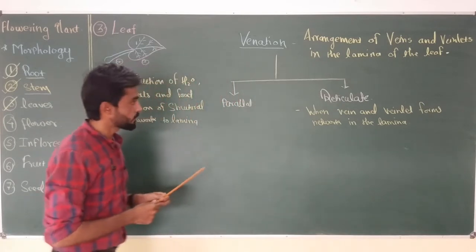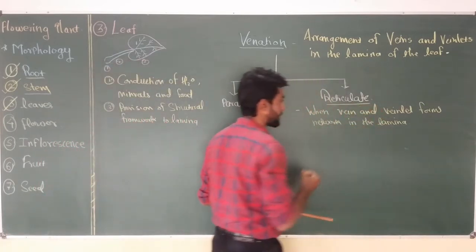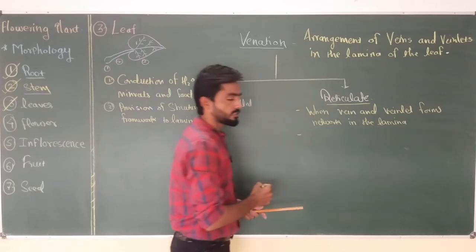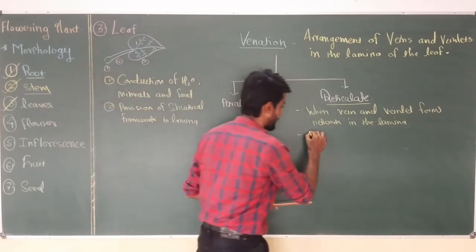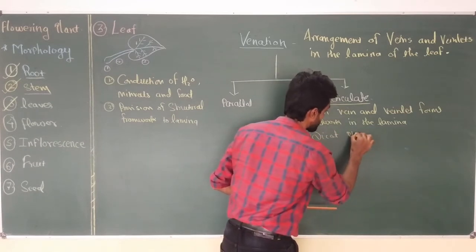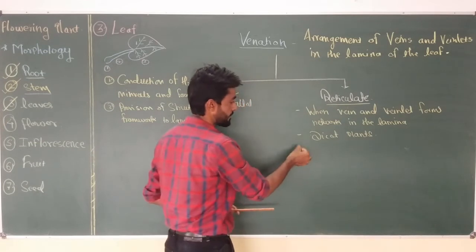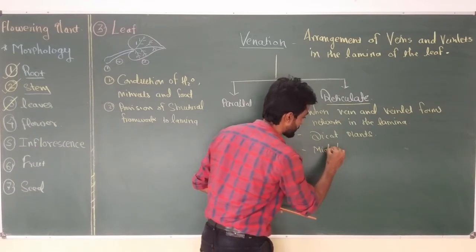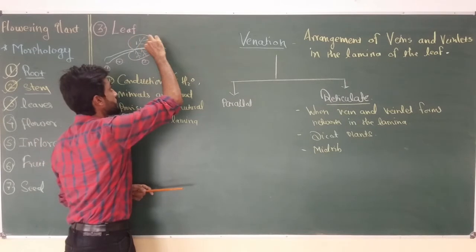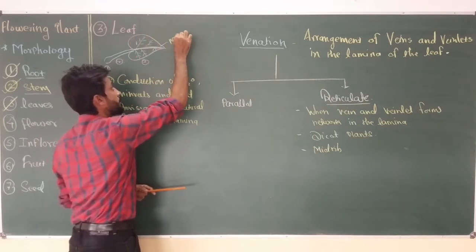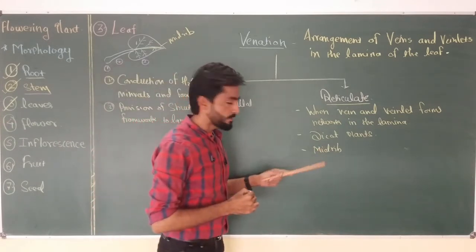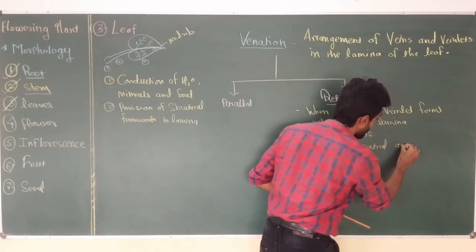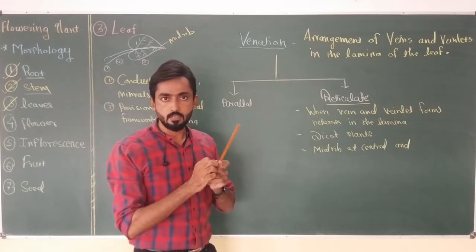In this video, we will talk about reticulate venation first, and in my next video, I am going to discuss parallel venation. Reticulate venation is the characteristic feature of dicot plants, so it is mainly found in the leaves of dicot plants. In this type of venation, a single prominent vein or midrib is present. Here you can see this central vein is nothing but the midrib. So a single midrib is present at the central part of the lamina, and veins and veinlets spread laterally.